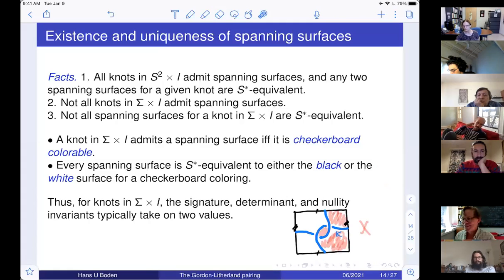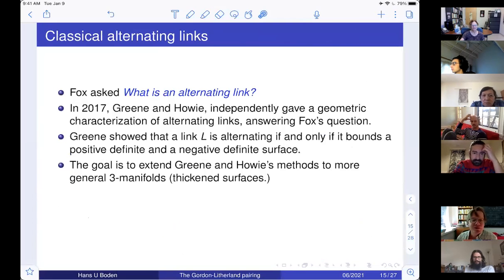My joke about this is I'm not colorblind, but I'm slightly dyslexic. So I only think about the black surface. I just never work with a white surface. It's always a black surface. If I have to work with the other surface, I change the color. So everything henceforth will be relative to the black surface.